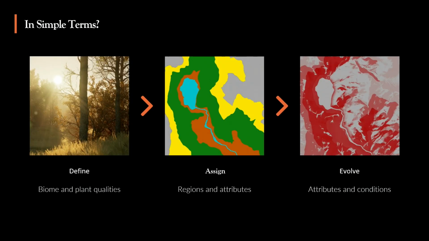So to explain the whole pipeline in very simple terms, I just reduce it to 3 steps. There are a bunch of nodes. They belong to some of these 3 steps. First thing you need to do is to define what you want. So you define the biome and plant quality, as I was saying earlier, what kind of attribute range belongs to this name, because a name doesn't mean anything. It has to be turned into numbers.